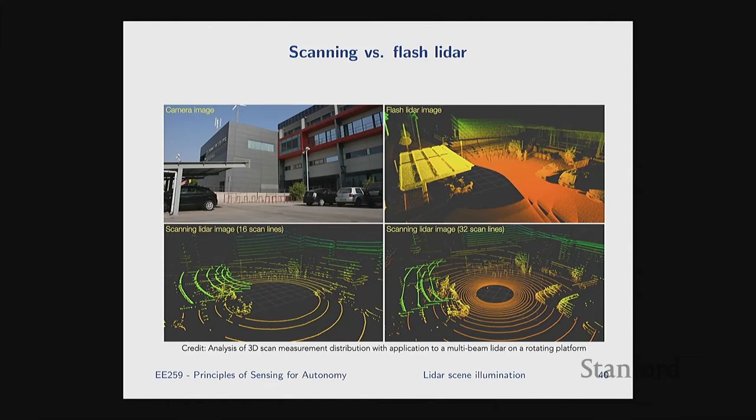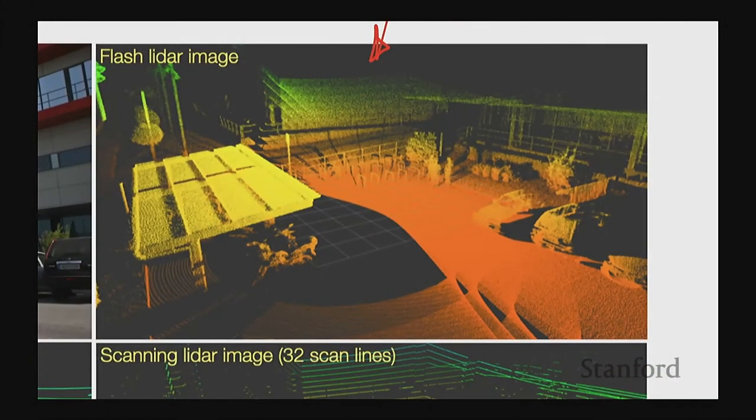In terms of the quality of the point clouds that you get out of a flash LiDAR versus a scanning LiDAR, here's a comparison. This is a camera image of the scene. It's outdoors, there's buildings, cars, and whatnot. And with a flash LiDAR, this is what you get. As expected, it's very dense. There's no scanning basically. You get very high resolution, lots of pixels, and all are essentially measured synchronously in one shot. Okay, so that's our flash LiDAR.